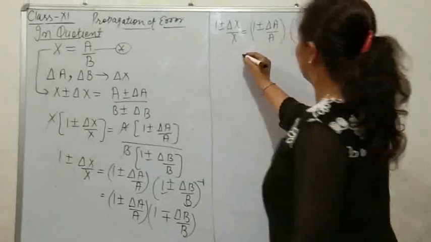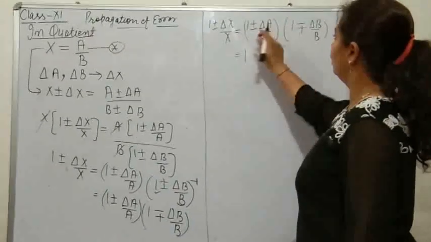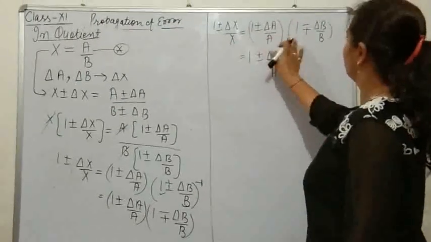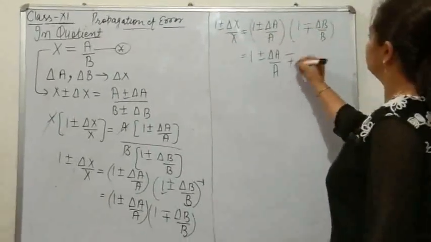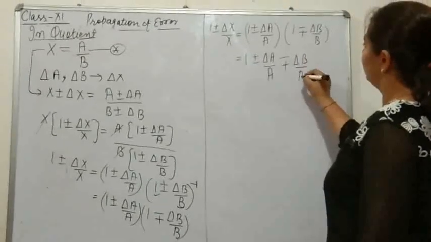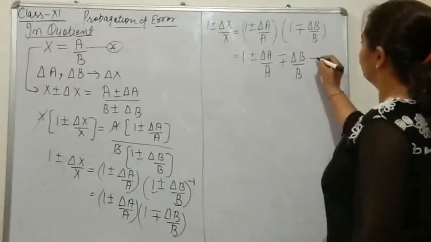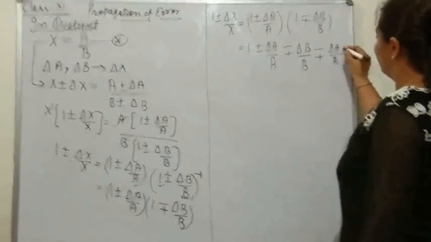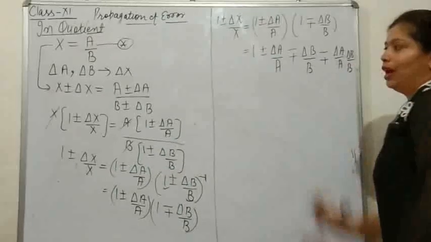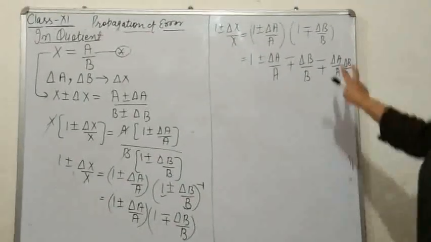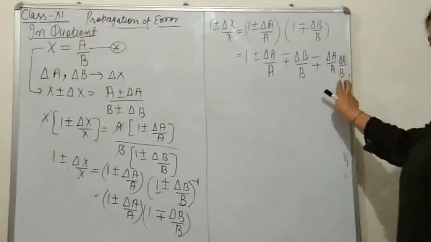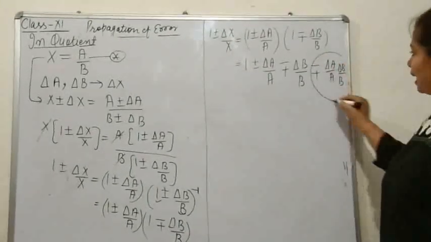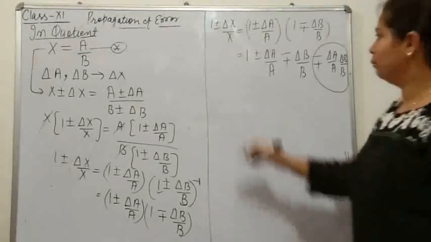Multiplying these two terms, what will you get? 1 multiplied with 1, 1 plus minus delta a upon a. Now 1 with this minus plus delta b upon b. Now multiplying these two terms, what will you get? Minus plus delta a by a into delta b by b. As you have done in your multiplication section, it is very small, it is very small. Multiplying two very small terms, the result is too small that it can be neglected. Doing it in the same way.